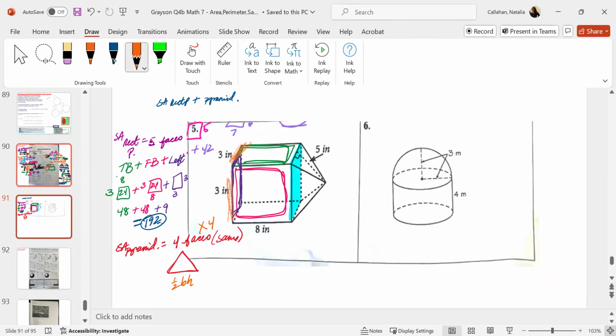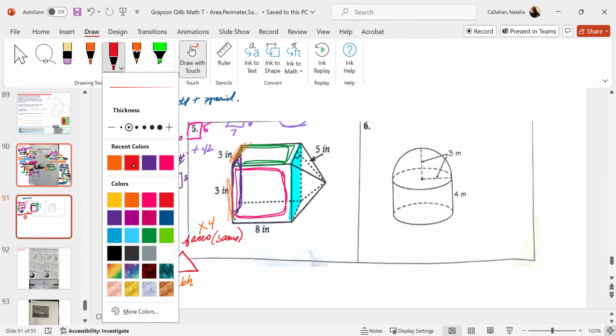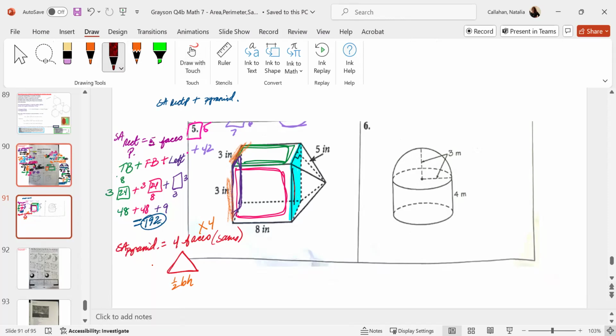Let's highlight a triangle, shall we? I'm going to have you highlight this triangle right here. Do you see this triangle? Where is the base? Show me the base. Which side is the base? Just grab a pen. It doesn't matter. Where's the base?